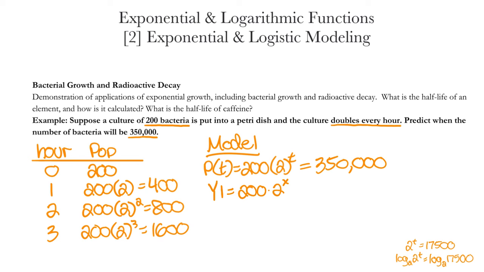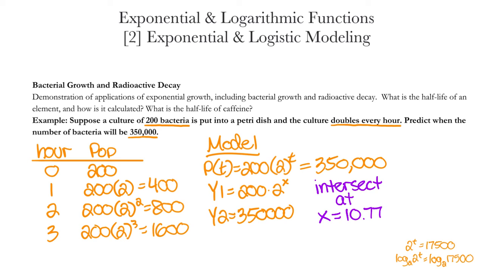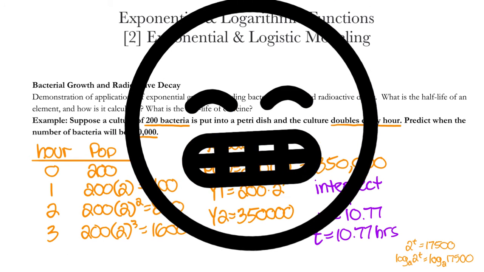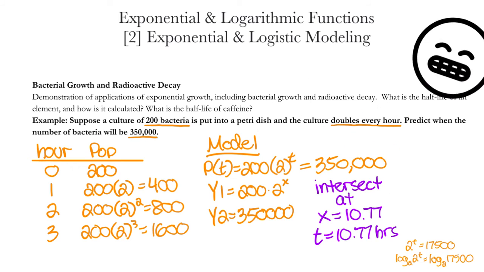We'll let y1 be the model, 200 times 2 to the t, or 2 to the x, and let y2 be 350,000. By using the intersect feature, we would find that the t value, in which the population is equal to 350,000, is 10.77 hours. Wow. Comparing that number to the population at time equals 3 hours, that is a lot of bacterial growth in just 7.77 hours.